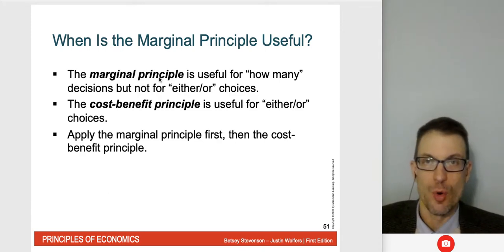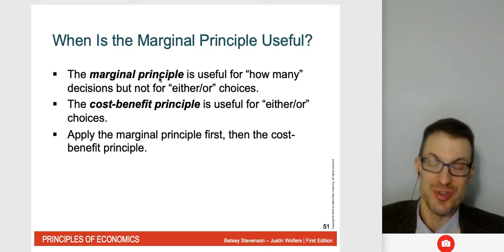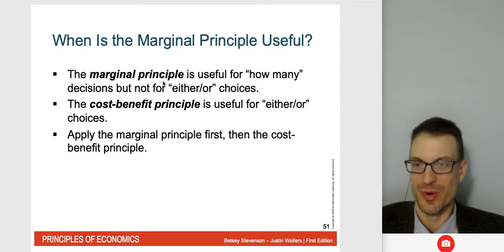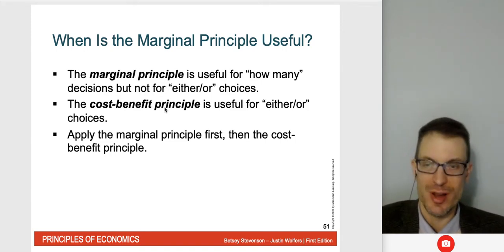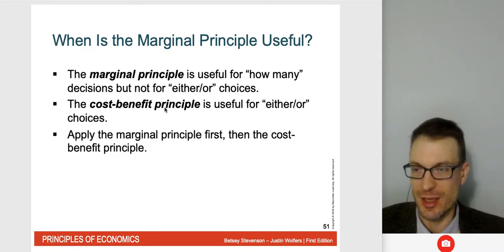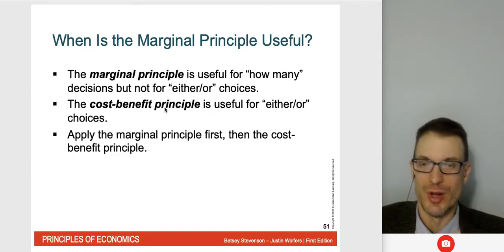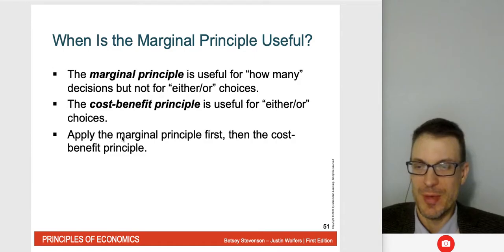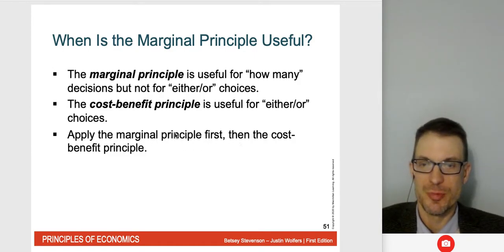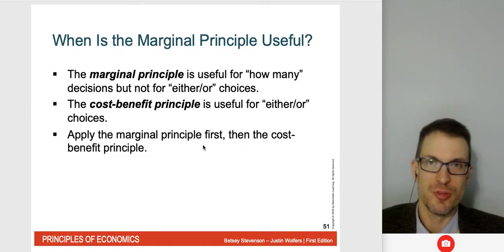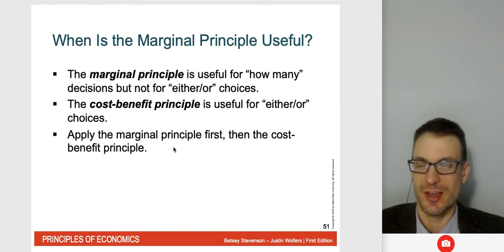The either or decision would be, should I run or not? Although you could recast that as, should I run today? How many days this week should I run, or whatever is the case? Or, if you don't like running, you could think in terms of biking or working out or whatever else, right? All right, so the basic idea is we want to apply the marginal principle first, then apply the cost benefit principle. It's like as I was modeling a second ago, right? So this is the way that we would use this. The marginal principle is useful for the how many decision. The cost benefit is useful for either or choices, right?